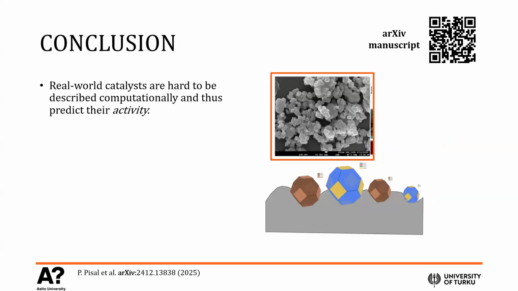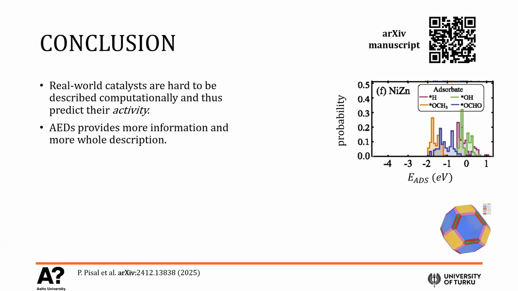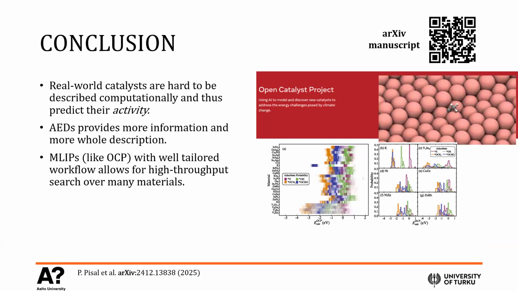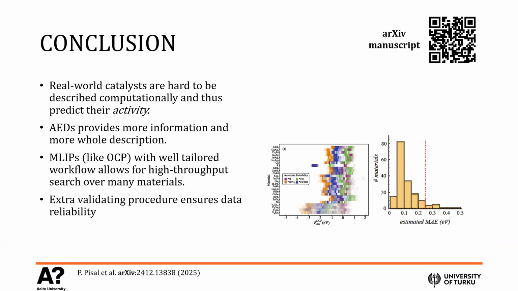So with this, let me conclude my talk. I've shown you that real-world catalysts are kind of hard to describe computationally and thus to predict the activity. But what we tried is to find this new descriptor that gives us more information, and hopefully will be much better than what was there before. For high-throughput screening, you've already heard that MLIPs are great and much faster, so that's what I'm saying here as well. But we should be careful what we are doing.